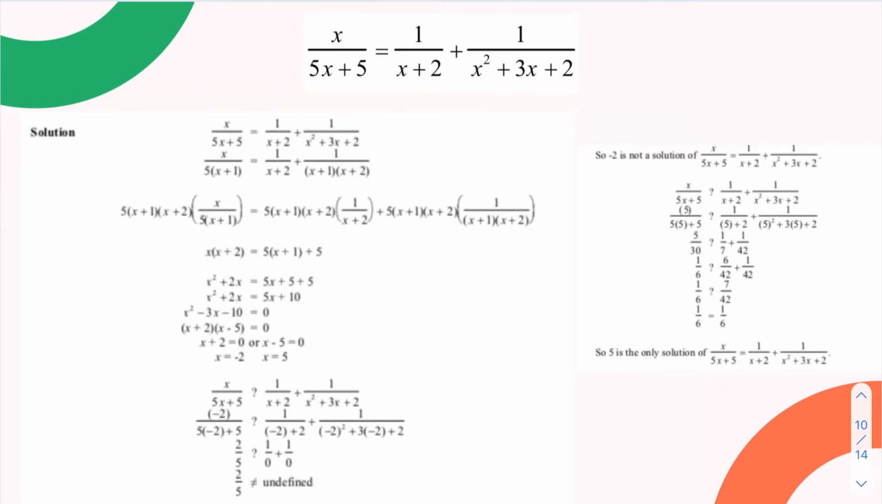So the first thing we'll do is factor the denominator. So you factor a 5 out of 5x plus 5, and then you factor the quadratic x squared plus 3x plus 2 to x plus 1 times x plus 2.